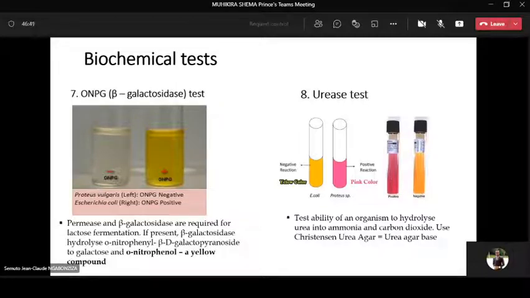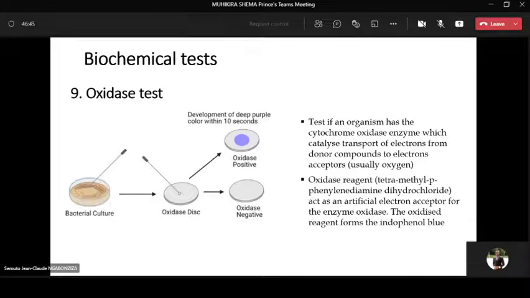So another biochemical reaction that is done is oxidase, the ability of bacteria to produce oxidase. And it can also be done by using a disc. If the reaction is positive, you can see a deep purple color within 10 seconds. And that is because the cytochrome oxidase enzyme oxidizes the reagent to form indophenol blue. So by this reaction, you can differentiate oxidase positive microorganisms from oxidase negative microorganisms.